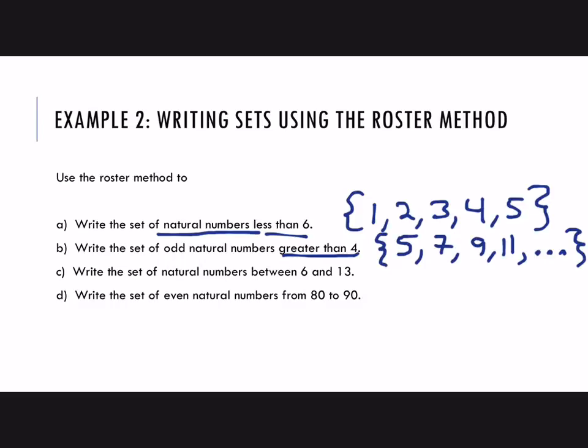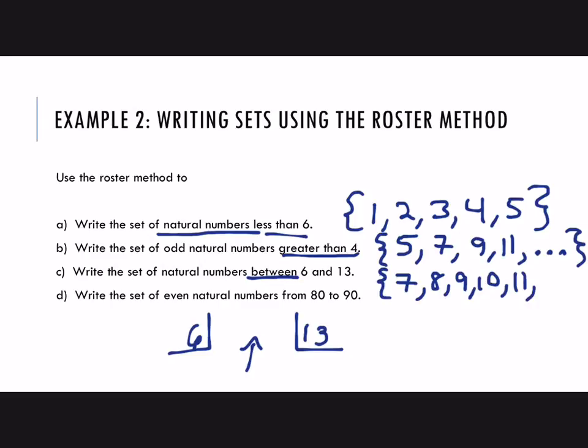The set of natural numbers between 6 and 13. So between means literally between. Think of 6 and 13 as kind of like the bookends for this set. They should not be counted as part of the set. We're only interested in the things that are between them, kind of like the books between the bookends. So that would be the numbers 7, 8, 9, 10, 11, and 12.